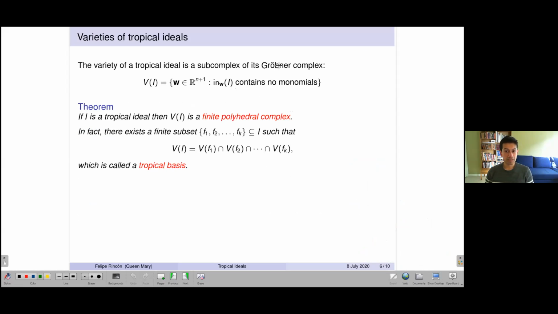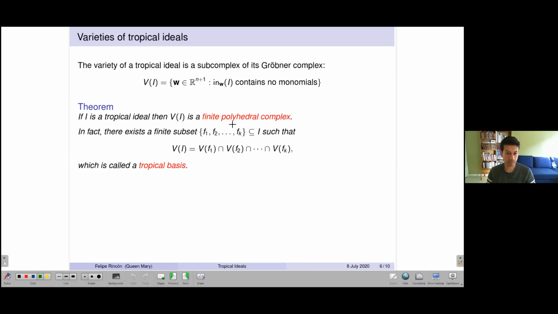So it follows, because the Grobner complex is a finite polyhedral complex, that the variety of a tropical ideal is always also a finite polyhedral complex. It's a subcomplex of this complex. This is something that we very much like in tropical geometry. Remember, one reason for not wanting to deal with all the ideals in the polynomial semiring is that their varieties could be very strange, non-polyhedral objects, curvy objects. It turns out that if we restrict to the class of tropical ideals, the class of ideals with this monomial elimination axiom, we recover this fact that we like about tropical varieties, that they're combinatorial, finite polyhedral complexes.